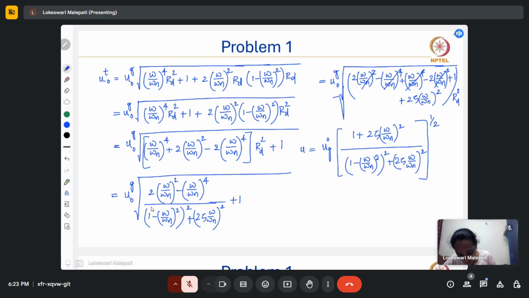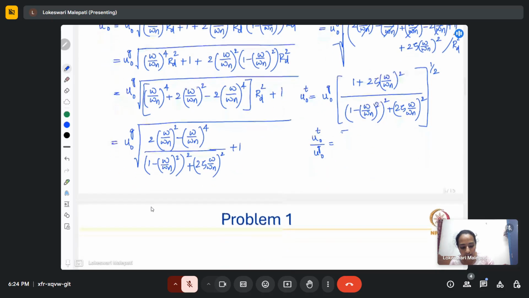So that means the total displacement of the mass is ug naught times this factor. So if we take the ratio with respect to ug naught, then this is the factor that we get. This is also called the displacement transmissibility ratio for this problem. So this is the final equation that we have. Now let us substitute all the values in this equation.